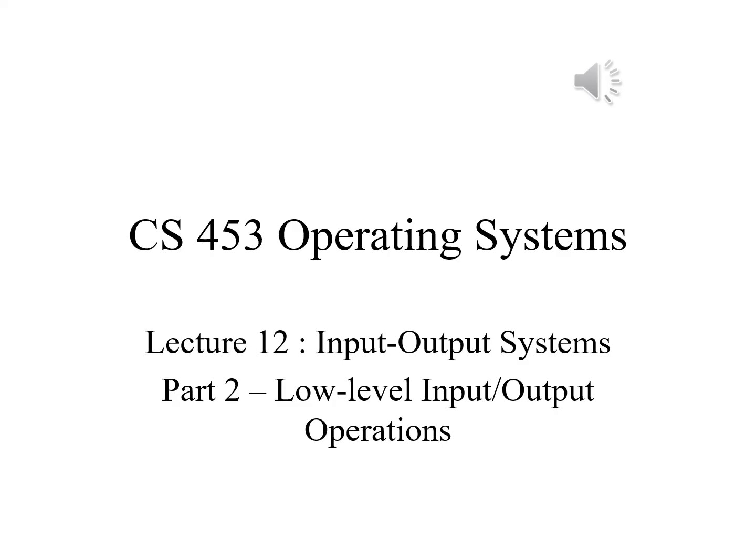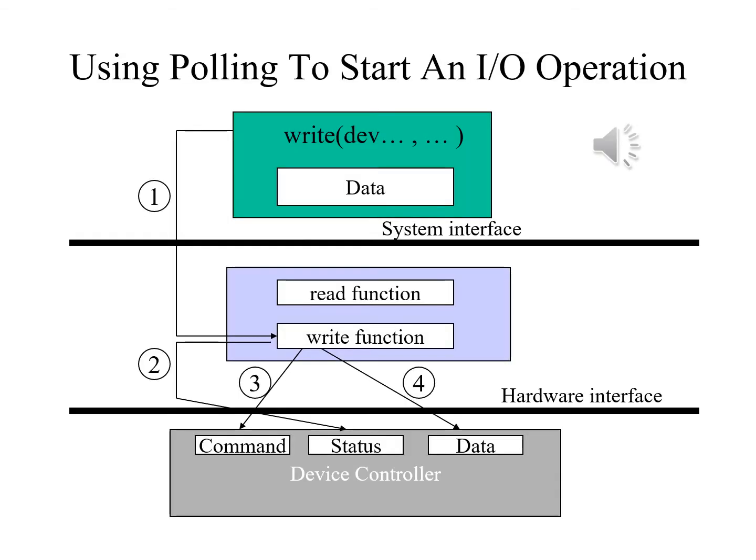In Part 2 of Lecture 12, we will discuss low-level input-output operations. There are two different methods for handling the interaction between the host system and the device controller. The first of the two is called polling. Any resemblance between this method and the way opinion polls are done is purely intentional. This is done in 6 steps, as seen on the slide.